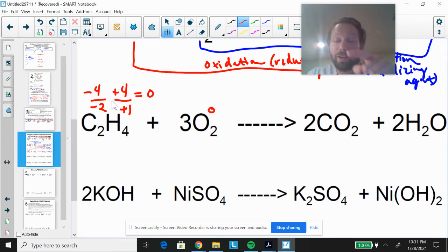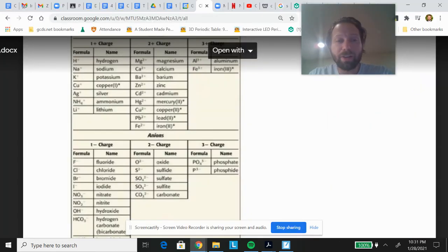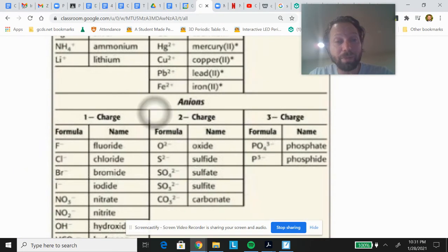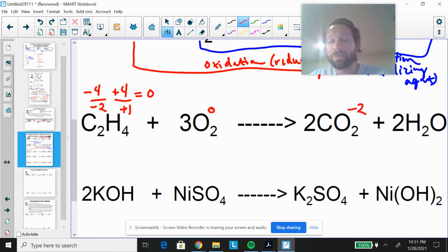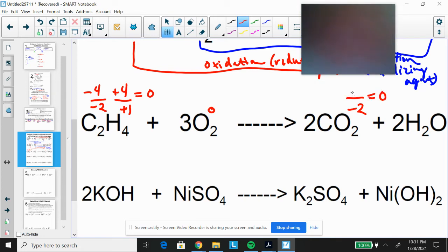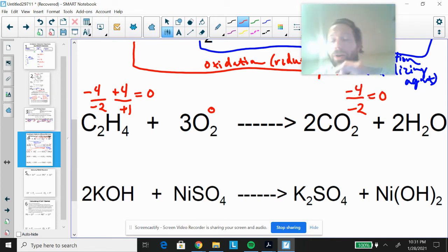So if it's on the common ions chart, right, that's what we use. So let's take a look at the common ions chart for oxygen. Oxygen is on there. It's in the -2 column. So it's a -2 charge. And this is, again, a neutral compound. So total, this is going to add up to -4.